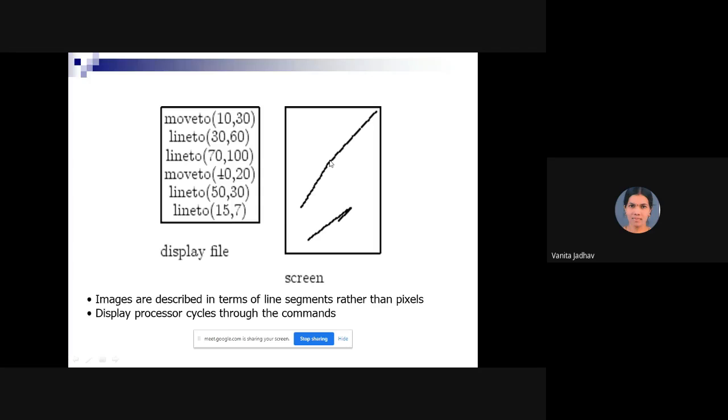After that again from this point. So this point is nothing but 30 60. म्हणजे मूव टू करायची गरज नाहीये, ऑलरेडी आपण त्या पॉइंटला आहोत. So that is nothing but 30 60 and from that point one more line is drawn. So what is the second end point of that line? Second end point of that line is nothing but 70 100. So this is nothing but the second line.